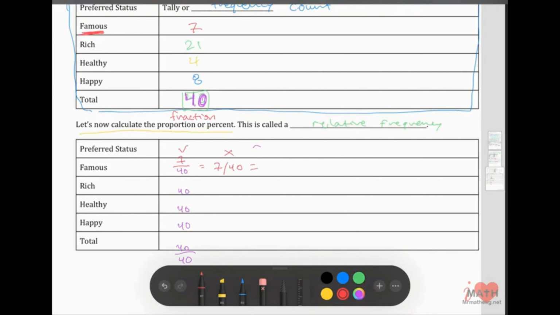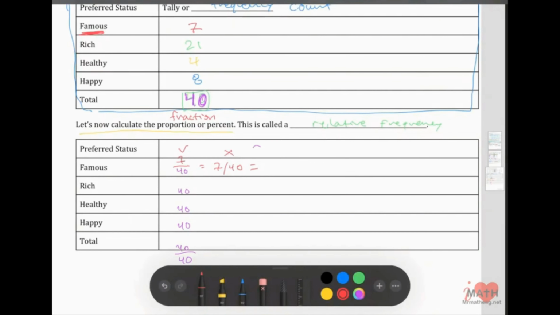So now we go from fractions to decimals. I have no calculator function here, so put in your calculator 7 divided by 40, and your answer is going to be 0.175. Okay, so how do we make this a percent? Because up here it doesn't say fraction or decimal, it says a percent or proportion.